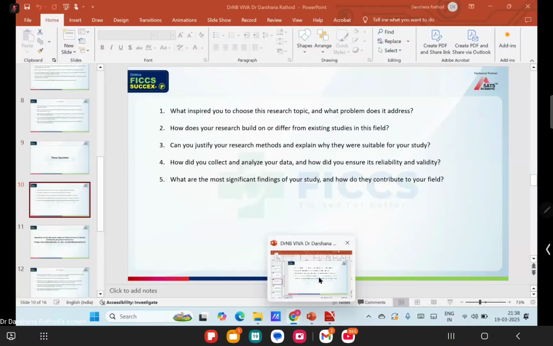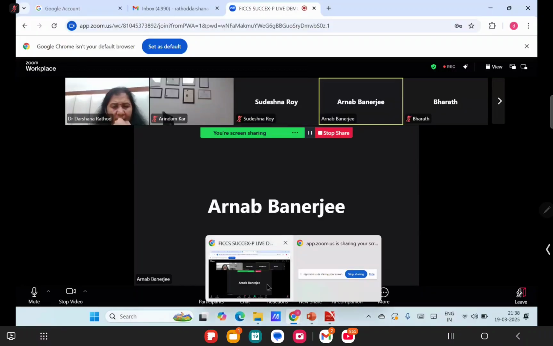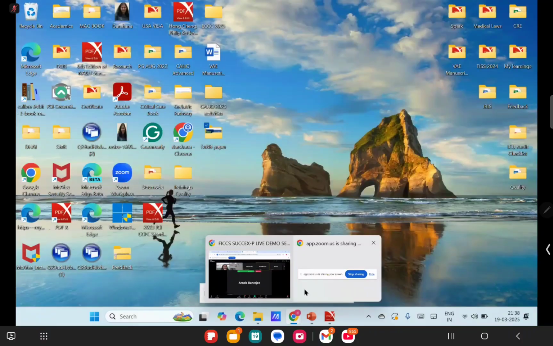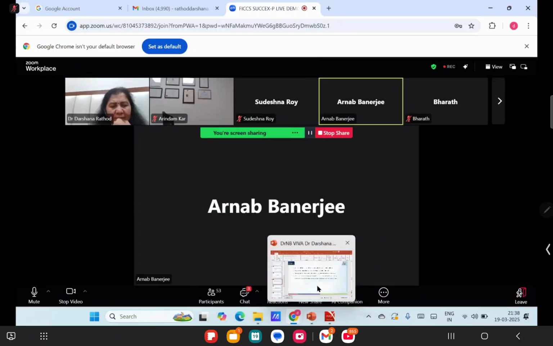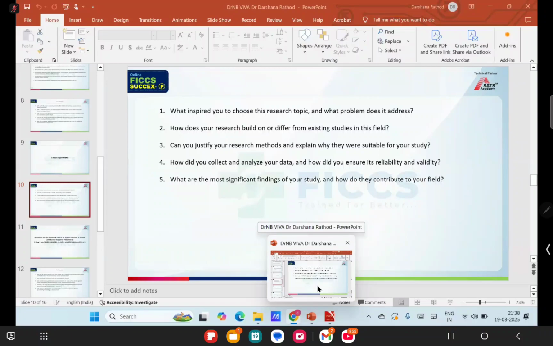The second question for you is how does your research build on or differ from the existing studies in this field? Any existing studies on this? Yes, ma'am. There are some studies, not very many, which have been done on the Chinese population. No good studies have been done in India on these things. So I wanted to see the validity of platelet lymphocyte ratio, how well it correlates with the APACHE II score in the Indian population.